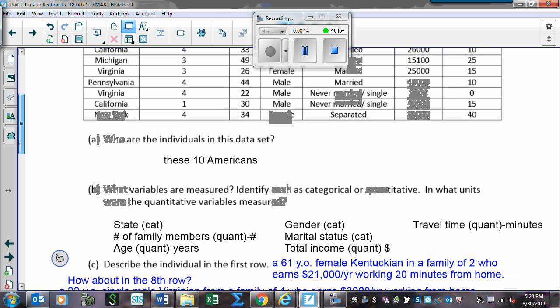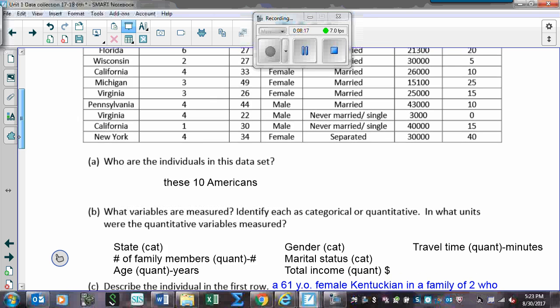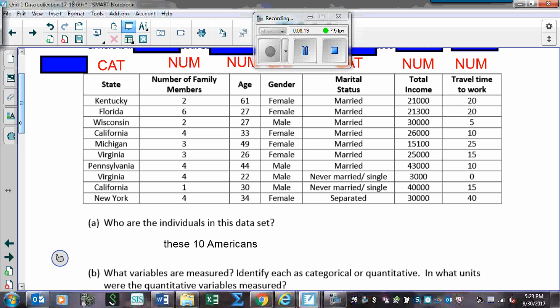And so describe the individual in the first row. This is a 61-year-old female Kentuckian who is married with a total income of $21,000, who takes 20 minutes to go to work. Okay. Just following all that information.